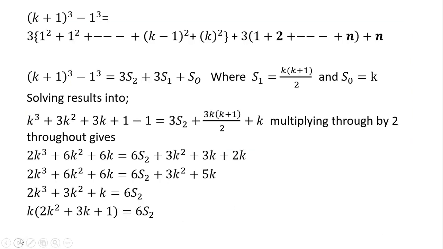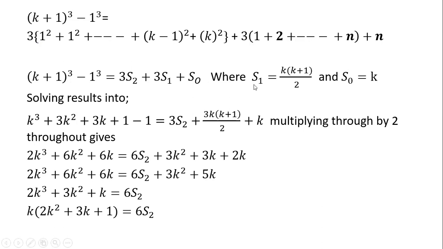Let us see that when you continue to simplify, k plus 1 cubed minus 1 cubed will be the same as substituting for the missing terms, the constant terms. For 3 into 1 squared plus 2 squared up to k squared, this gives us 3S2, and also plus 3 into S1, and also S0, which is n. And of course, we are basically simplifying for some of the functions which we already had.